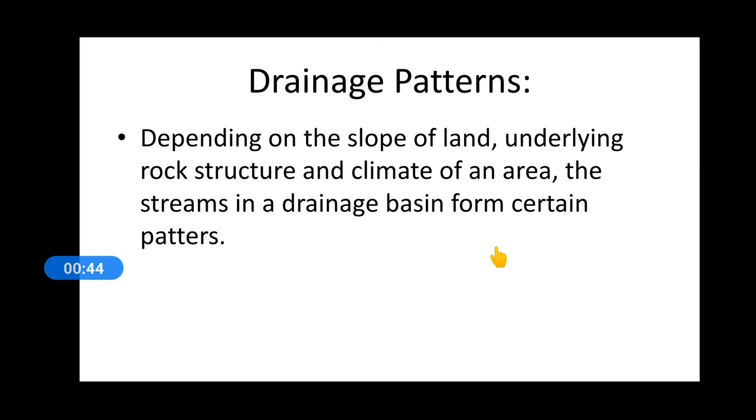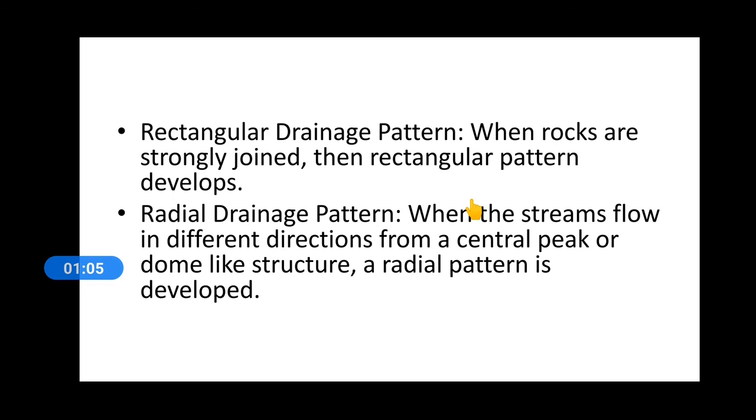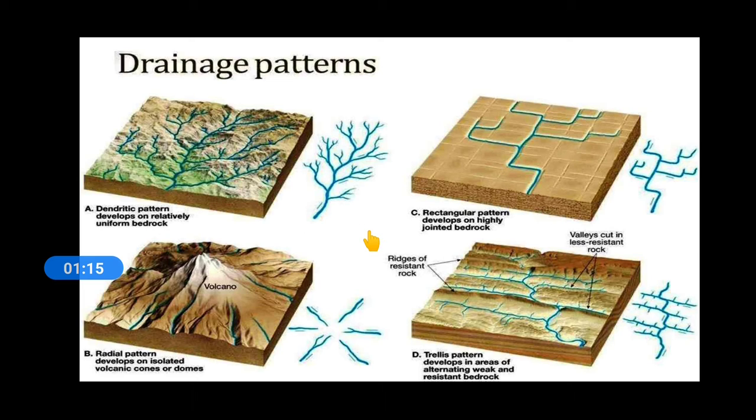We have seen the drainage patterns, the pattern of rivers flowing. It depends on the slope of the land, also on the rock structure and the climate of an area. We have already discussed this. We have seen that there are 4 types of drainage pattern, that is dendritic drainage pattern, trellis drainage pattern, also rectangular drainage pattern and radial drainage pattern. The brief introduction of this pattern is already discussed in our previous lecture. You can see how these patterns have the river system.